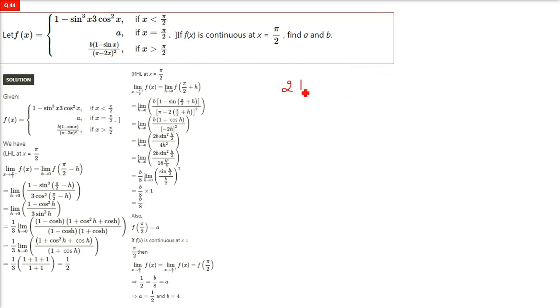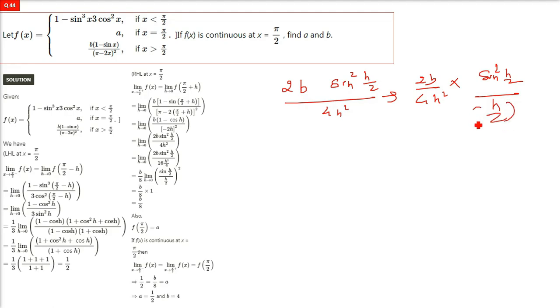So what do we get? 2b sine square h by 2, and as I just indicated, it was 4h square. So this is 2b by 4h square into sine square h by 2. You can have in the denominator h by 2 whole square, numerator also h by 2 whole square. This sine h by 2 by h by 2 whole square, you can apply the limit. It is going to be 1. We have seen this already in multiple questions here.